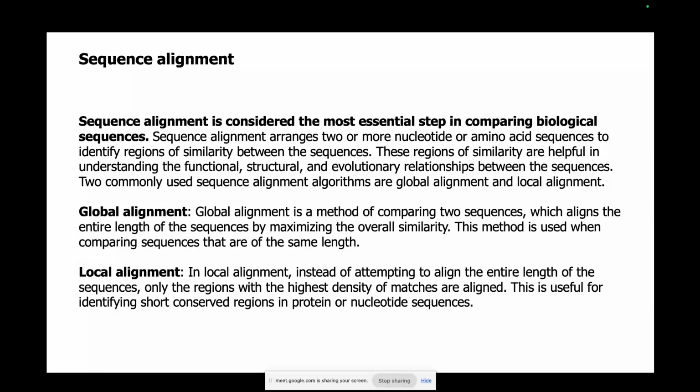But formally, we define sequence alignment by the fact that you have multiple sequences of amino acids that make up a protein, or multiple sequences of DNA that make up a region or a gene in the genome. What you try to do is arrange these two or more sequences to identify regions of similarity or differences between them. The regions of similarity are helpful in understanding the functional, structural, and evolutionary relationship between these sequences.